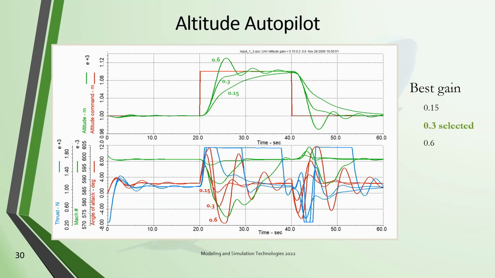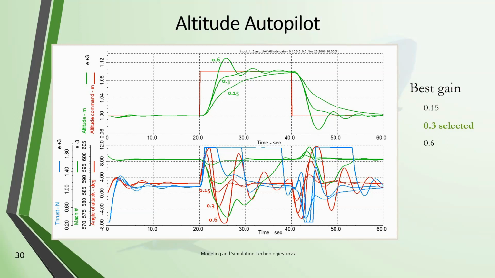The altitude autopilot again is excited with a pulse of 10 meters lasting 10 seconds. Now this pulse is somewhat unusual. Usually when the UAV would change altitude, it would climb slowly, not with a pulse like this. But in order to investigate the autopilot, the pulses are quite useful.